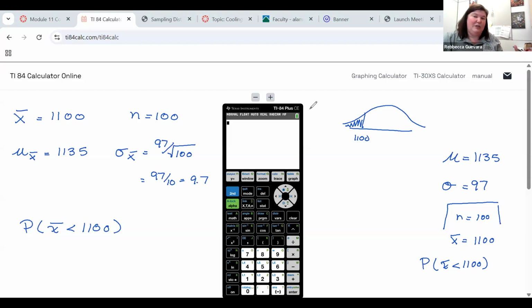I'm looking for this area to the left. So we do second bar, and we're doing number 2 because we're taking a value and going back to an area or a probability. The lowest limit, the smallest I can possibly have, we're going to put a -1 and then a whole bunch of zeros after it because this keeps going forever in this direction. I top out at 1,100. The mean is going to be 1,135, and my standard deviation is 9.7.